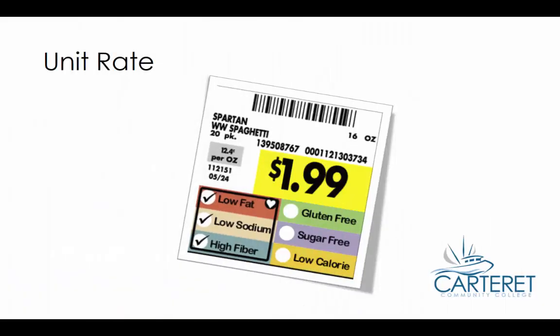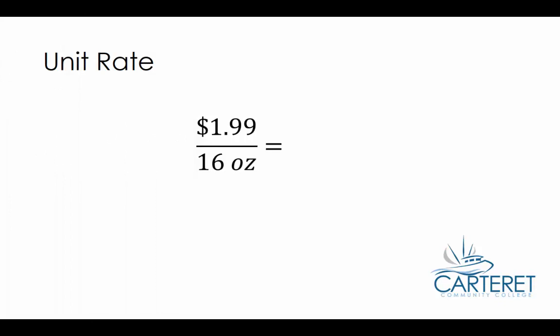Let's take a look at the following price tag for Spartan spaghetti. For $1.99, you can get 16 ounces of spaghetti. But how much for just 1 ounce? Simply by setting up the rate of dollars per ounce, we can see that $1.99 for 16 ounces is equivalent to 12 cents per ounce. We arrive at this unit rate by dividing the top value by the bottom. Remember, with rates, the units will be different, thus they will remain in the final solution.